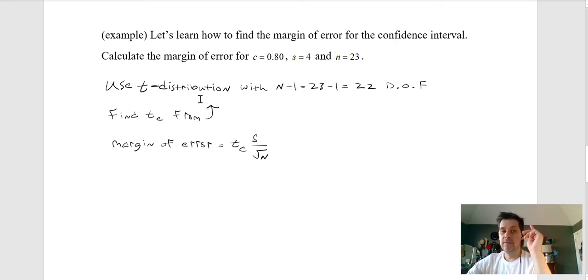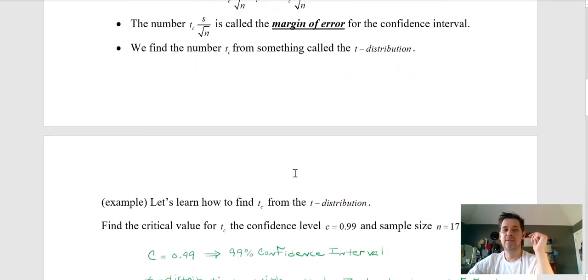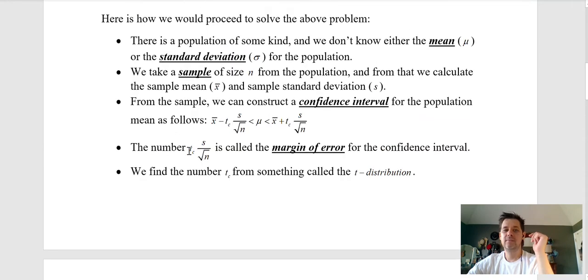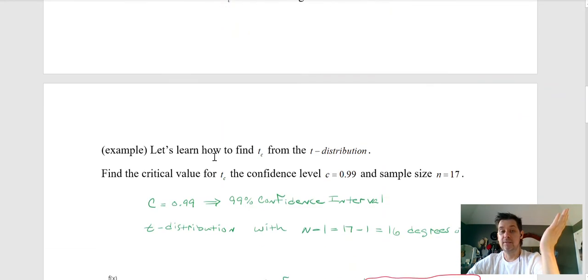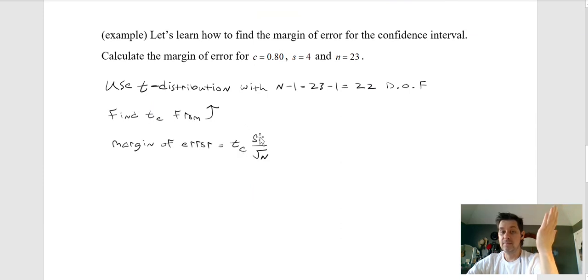So first we use the t distribution with n minus 1, or 23 minus 1, or 22 degrees of freedom, DOF. We find TC from that, and then if we consult my formula up here, that's the margin of error. It's TC times S, the sample standard deviation, over root n, the square root of the sample size. Okay, so let's do that.